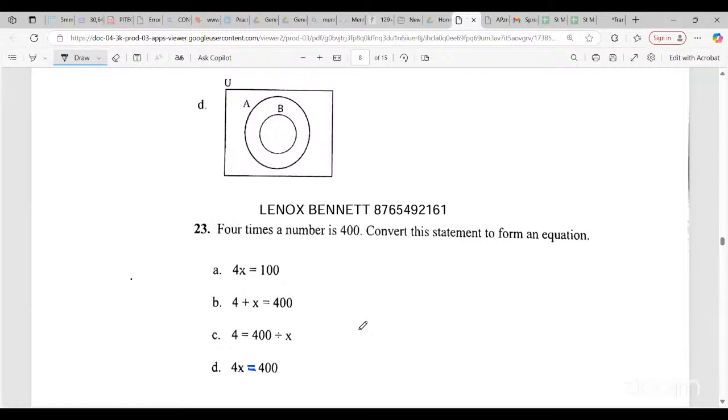Oh, I didn't see it, sir. Well, I chose D, sir. It cannot be A, sir, because the statement didn't say that you have to divide it. It said that 4x would equal 400. So you'd write this as 4x, put an x, and then you put equals and 400. That's what the question is saying, sir.